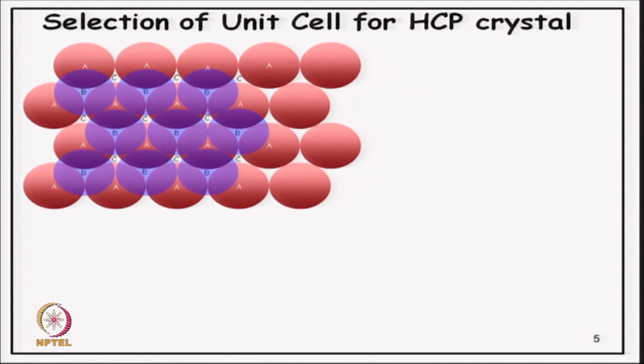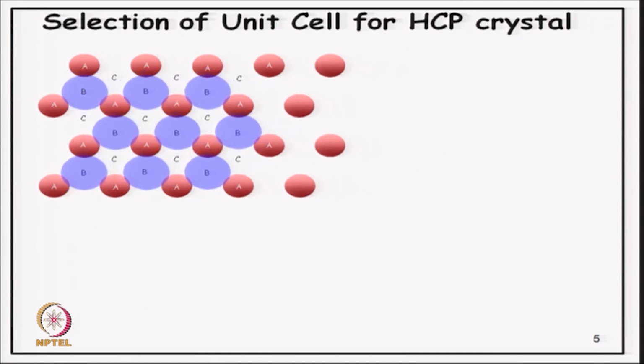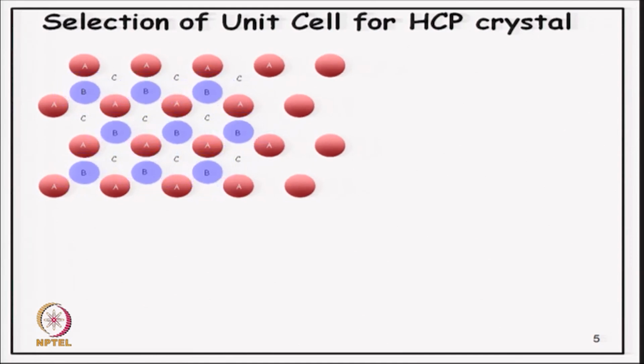Now, let us select a unit cell for this HCP crystal. To do this, again we reduce the sizes of the atoms to look at the positions more clearly, and then we have seen that all A's are equivalent, and let us decide to select our lattice points at A and we leave out B.